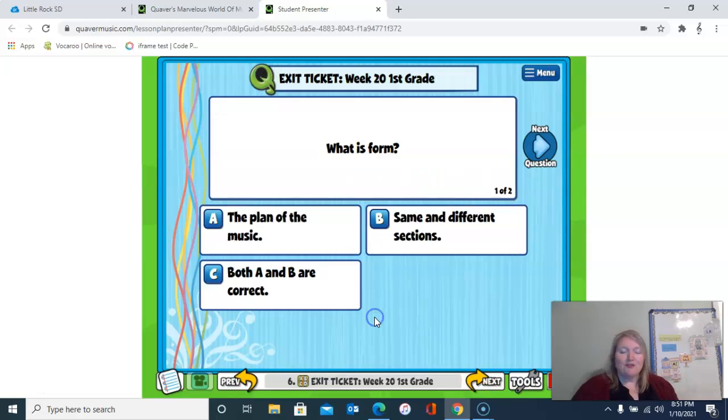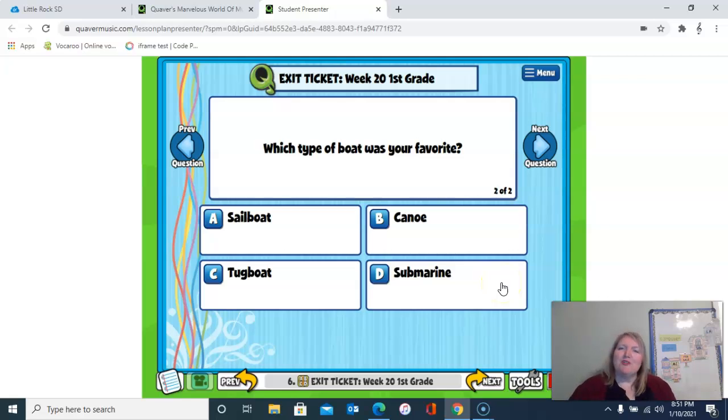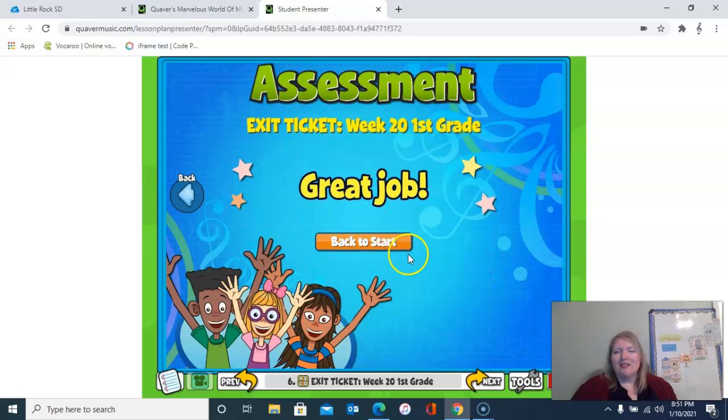So you'll click start, of course, and it says, what is form? Is it the plan of the music? Is it same and different sections? Or both A and B are correct? So is it the plan of the music, same and different sections, or is it both of those? Are those both right? Then you click C. And then the second question is just which type of boat was your favorite? Was it the sailboat, the canoe, the tugboat, or the submarine? And then that's it. You'll click your orange submit button and then OK, and then you're done.